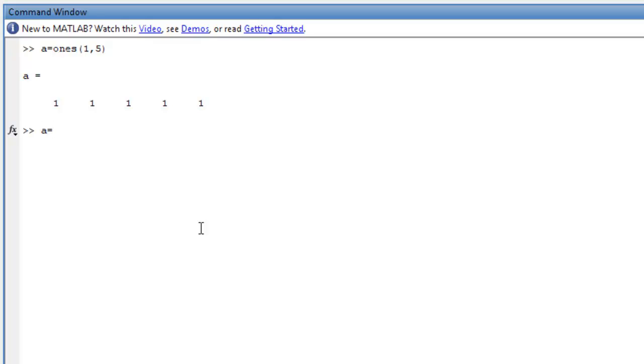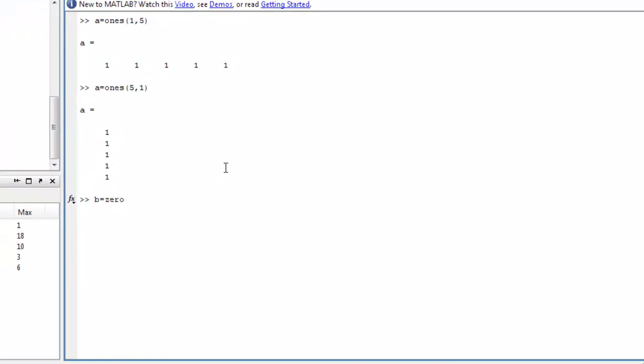Same I use for a is equal to ones in 5 comma 1, so it will give me 5 rows and a single column. Yes, it is giving me 5 rows and a single column. So for example, here we are using ones, we can use zeros too. I'm using zeros, 5 comma 1, I want all zeros in 1 column. Here it is.